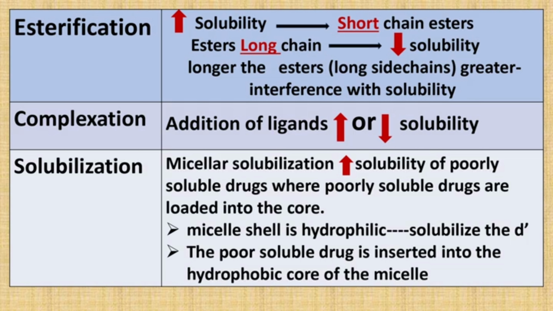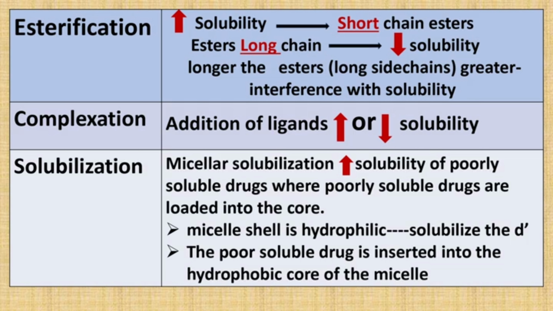If the esters are longer, long-chain esters, that means solubility decreases. One more important point: the longer the ester, the longer the side chains, which means greater interference with the solubility. Okay, then the next one is complexation. Complexation means addition of ligands increases or decreases solubility, the same as salts. Salts increase or decrease solubility, and complexation also does the same.